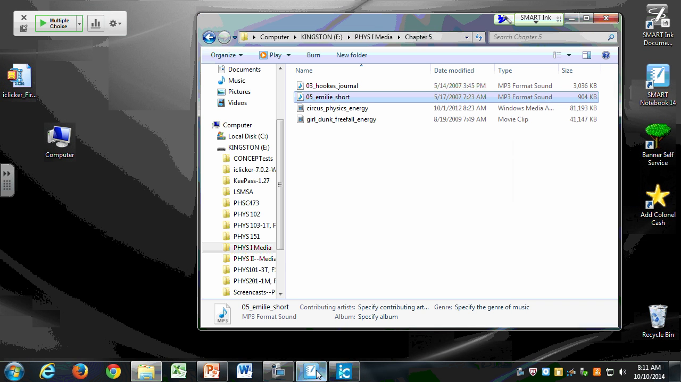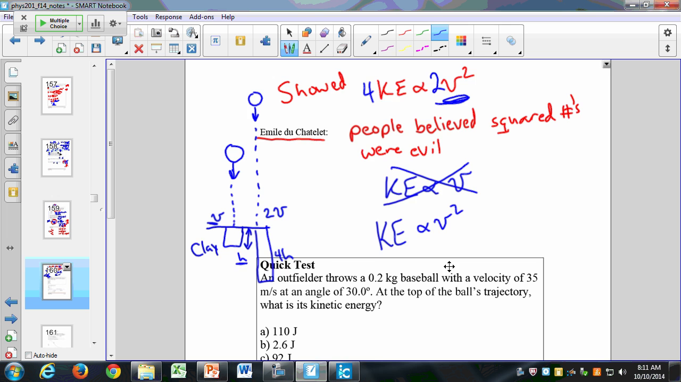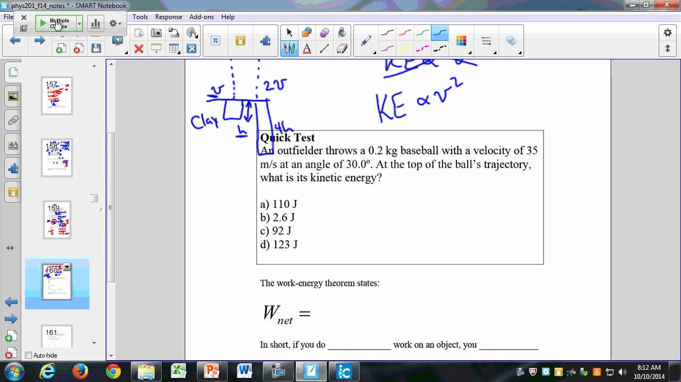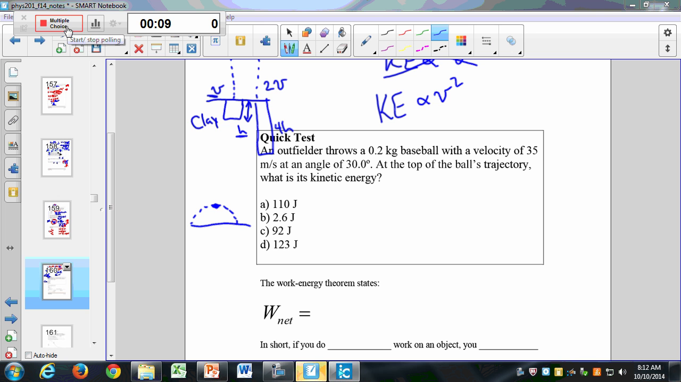Of course. Okay, let's do this quick test. Hopefully it's simple. This object is thrown like this. I want to know the kinetic energy at the top of the trajectory.